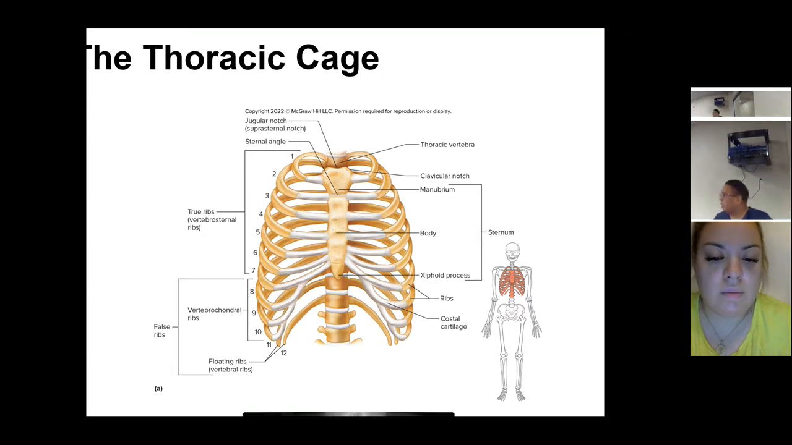And the xiphoid process, those of you who had CPR, that's the little notch you use to measure where you're going to put your palm placement when you do compressions.